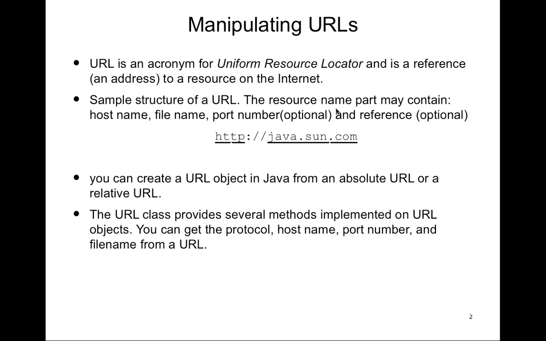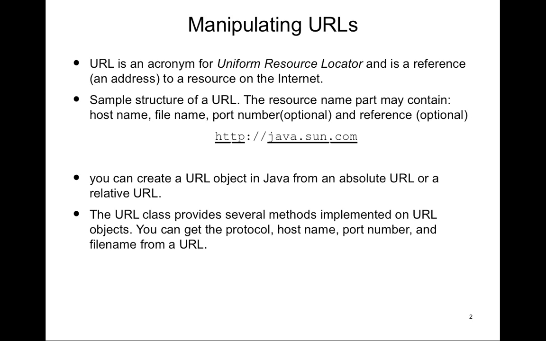So here's a sample structure of the URL. The resource name part can contain the host name and the port number, which is optional. Anyway, you've all seen them before, because you haven't crawled out from under a rock, I hope, and you've been on the internet. So you can create a URL object in Java from an absolute URL or a relative URL. You can take part of it or the full path and create an object out of it.